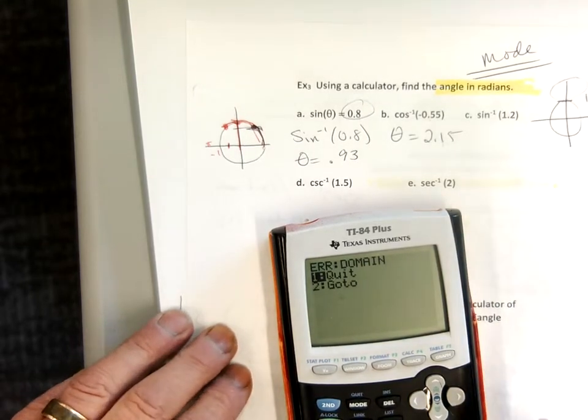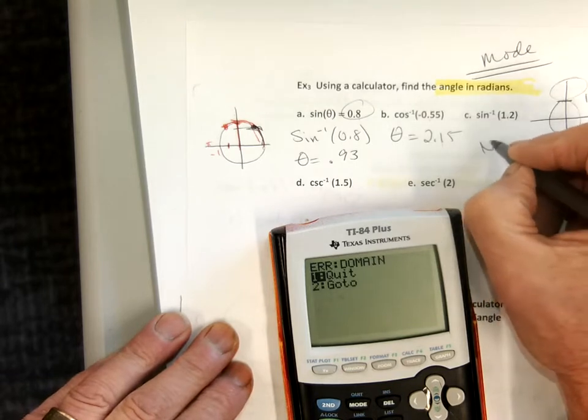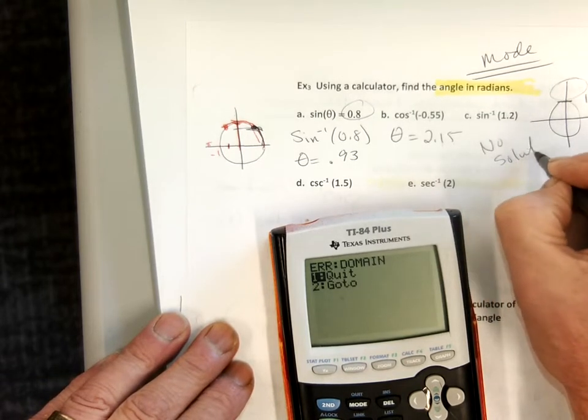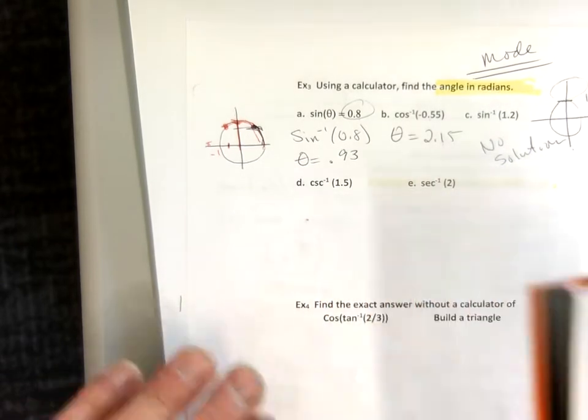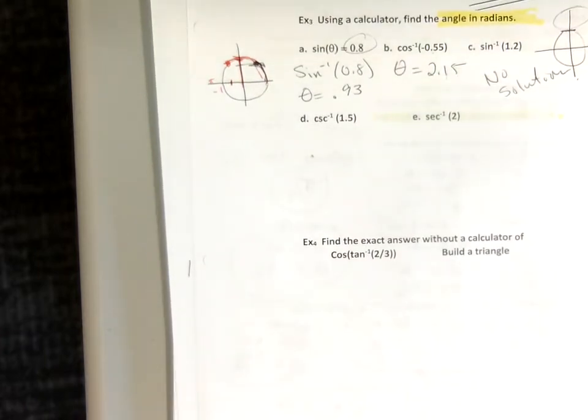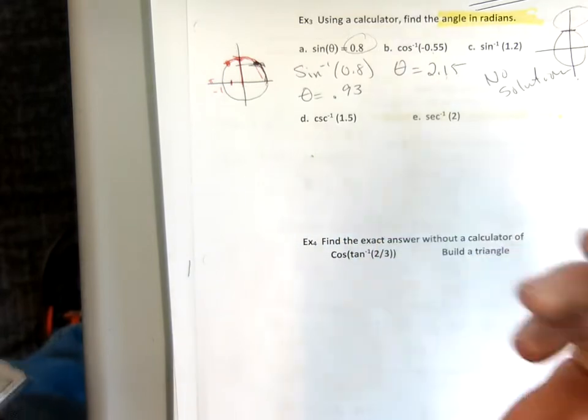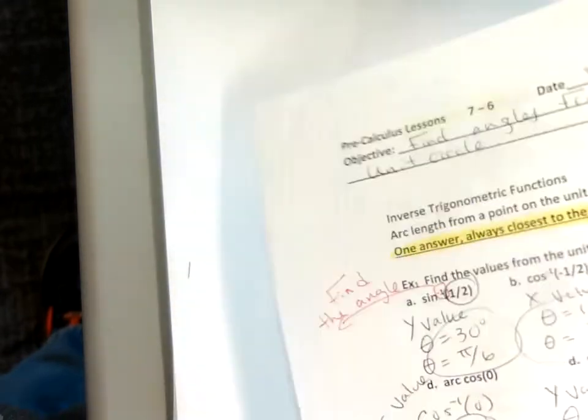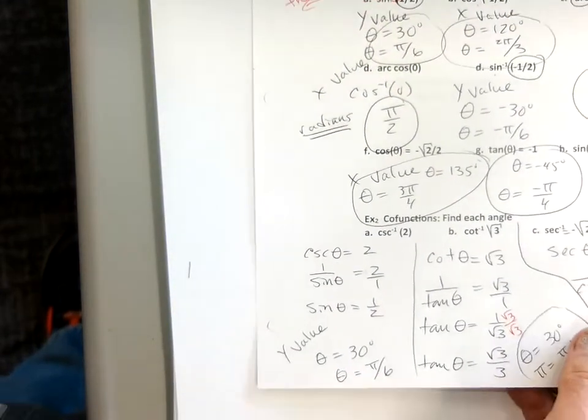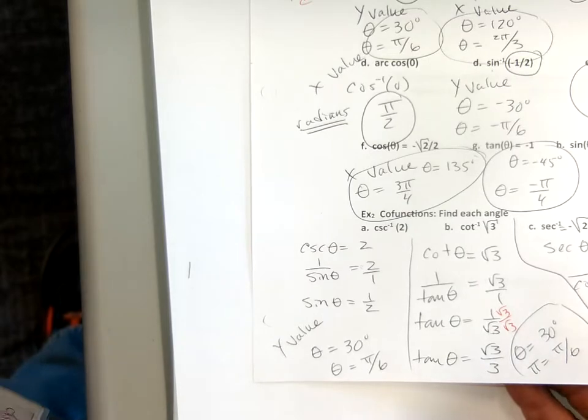1.2 is out here, no man's zone, so there's no solution. Okay? Now, D, how do you do this with cofunctions? Well, let's do what we did on the other side. Let's change it into sine, cosine, or tangent.